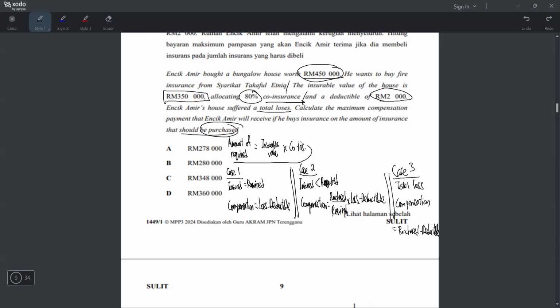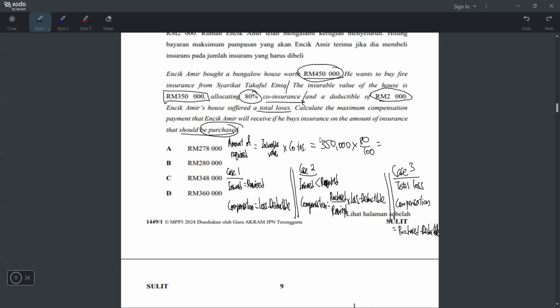But you have to calculate the amount of required insurance first, because if you don't calculate this, then you don't know what your purchase value is. They already said he buys insurance on the amount that should be purchased, which means the purchase value is the same as the required value. That is why you have to start with this formula. So now I will muscle formula: insurable value, which is 350k, times co-insurance 80%. If you press this, you will get the amount of required insurance. 350,000 times 80 divided by 100.